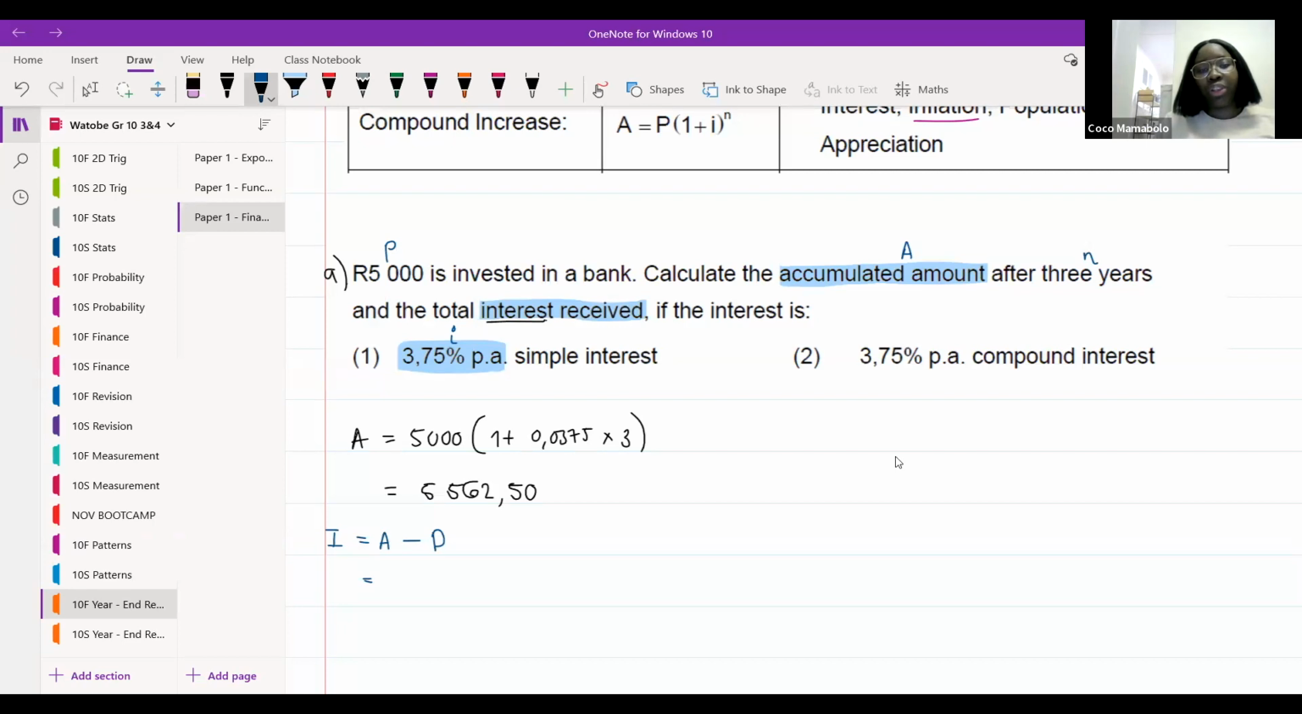So this is our accumulated amount. Now, to calculate the interest received, remember, guys, interest is your accumulated amount minus your principal amount. So we take 5,562.50 minus 5,000 Rand. That is our interest, and that gives us 562 Rand and 50 cents. So the interest they've made is 562 Rand and 50 cents.